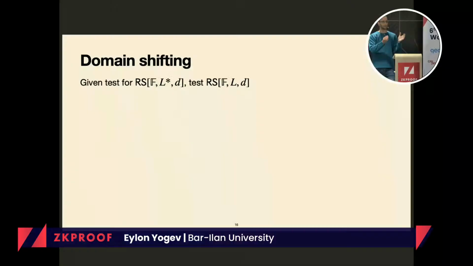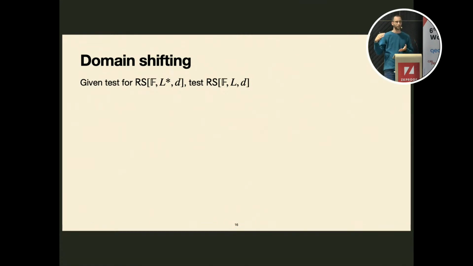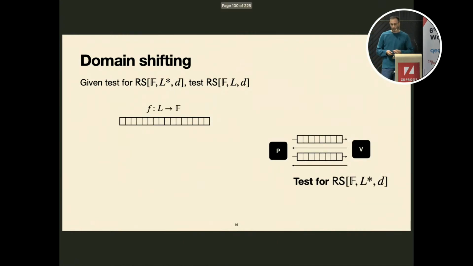We also already saw folding. So we know that we can shrink the evaluation domain and make the degree go from D to D over K. What we want to do is take this and shift the problem to a larger evaluation domain that has size L/2, not L/K. We call this domain shift. You can capture this problem as follows.